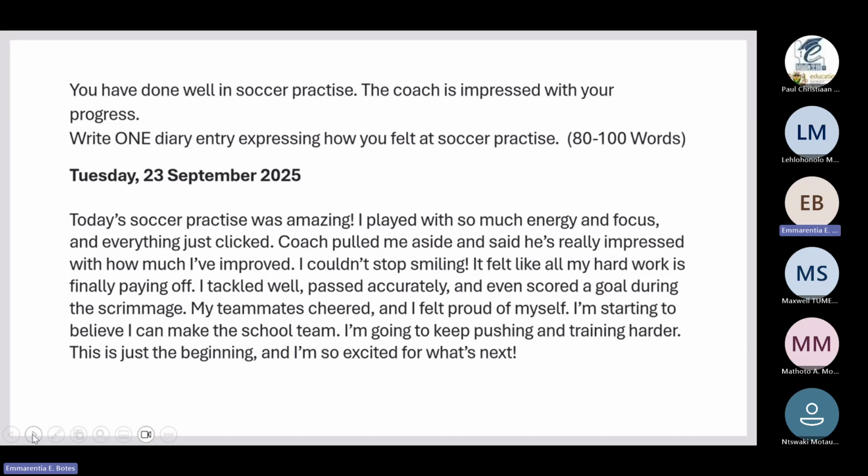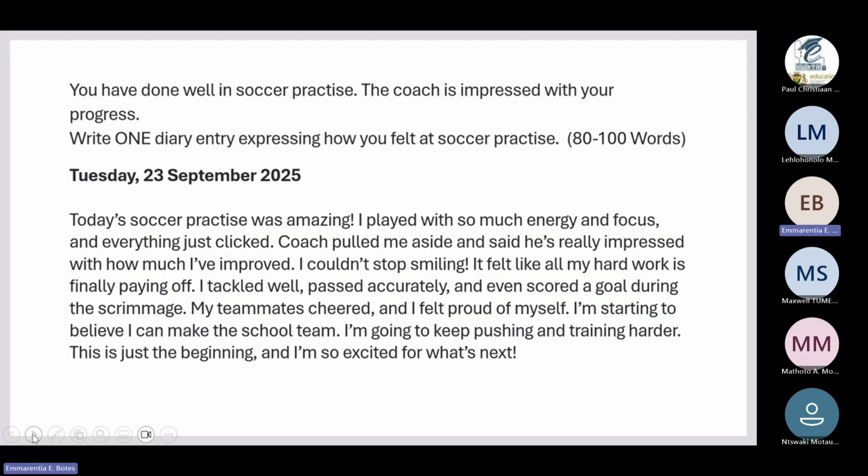Now let us look at this example. The first thing we see is the day, Tuesday, then there's a comma, 23rd of September, 2025. Now, a tip I usually give my learners, make sure that the day you choose, that you can spell it, because it's important that you spell the day correctly. As I said, there's 80 to 100 words there. It means the minimum is 80 words, and there's not more than 100 words.